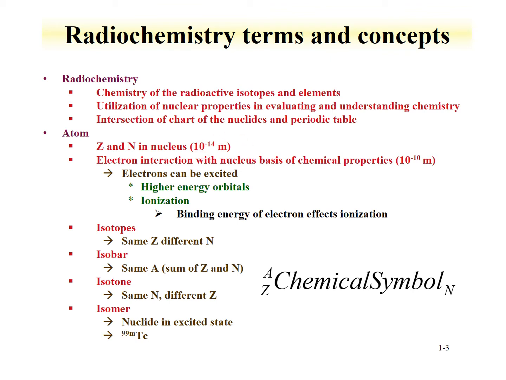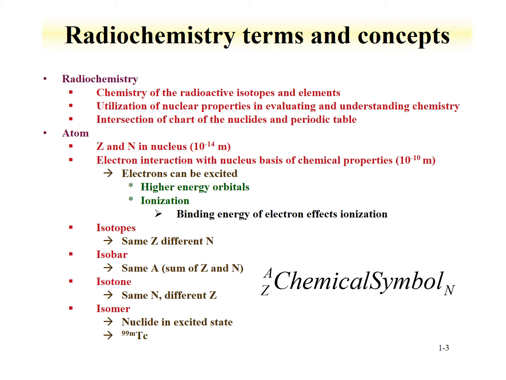And electrons, they can be excited, they can get into higher energy orbitals, they can undergo ionization. These binding energies of electrons can affect ionization. That changes some of the chemical properties, so different oxidation states. This will come into play more when we talk about the actinides, where there's multiple oxidation states. And that has to do with the fact that electrons are being loaded up into those electron orbitals, and the energy differences between the different orbitals are very small.